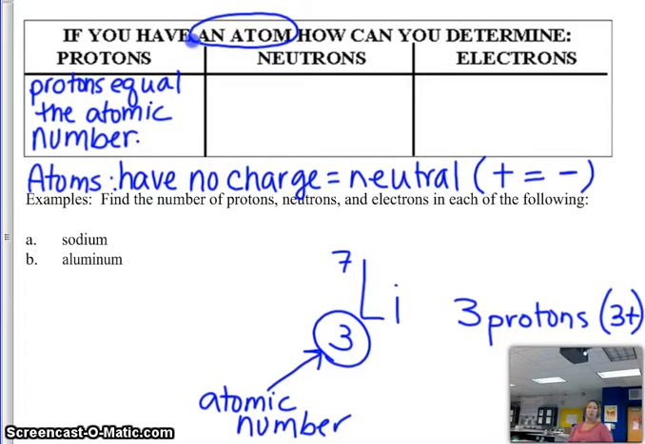Remember, protons also equal the nuclear charge. So by knowing the protons, by knowing the atomic number, I know how many pluses there are, and I also know what the charge of lithium's nucleus is. It would be +3. It's equivalent to the protons.